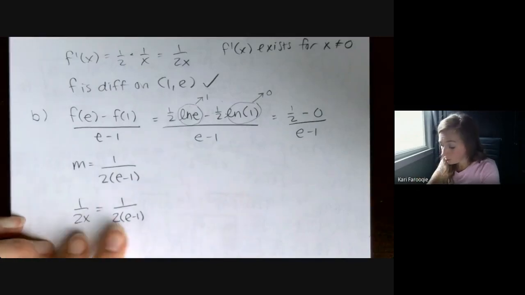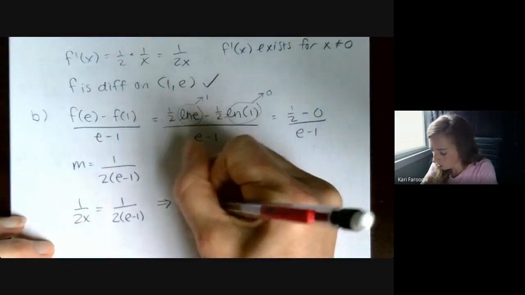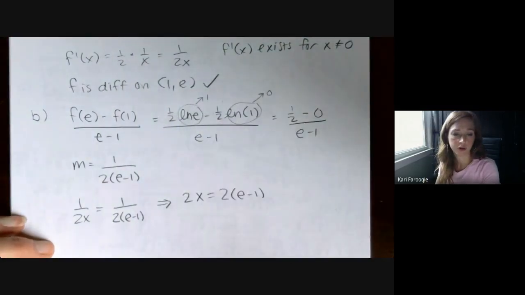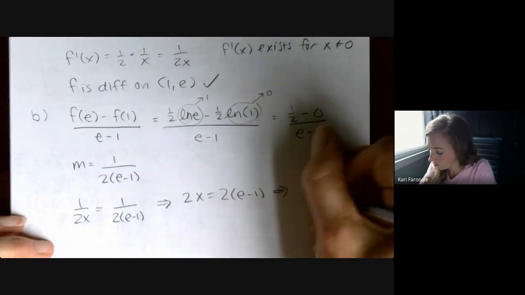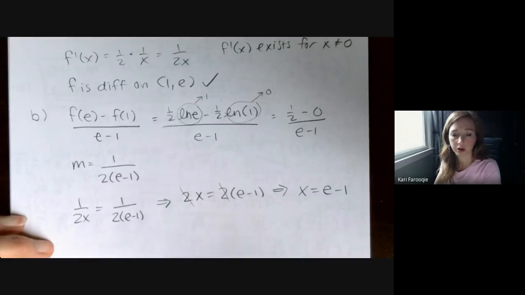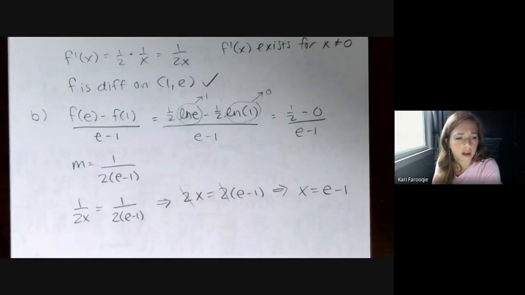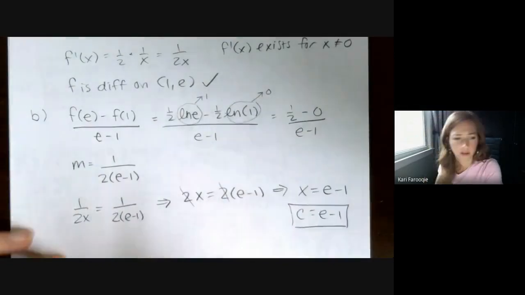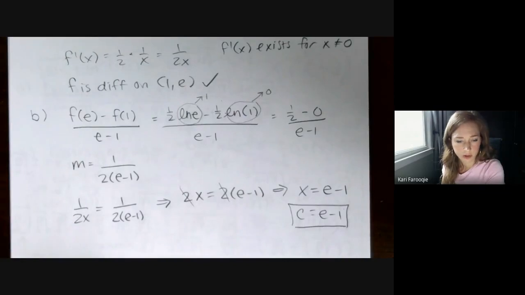And if I were you, I would leave this factored, because when you cross multiply, you get 2 times E minus 1 quantity equals 2x. And then you can divide both sides by 2, and you get x equals E minus 1. So your answer for part B was C equals E minus 1. And then part C was just asking you to interpret. And your answer is that f prime of C and your slope are the same.